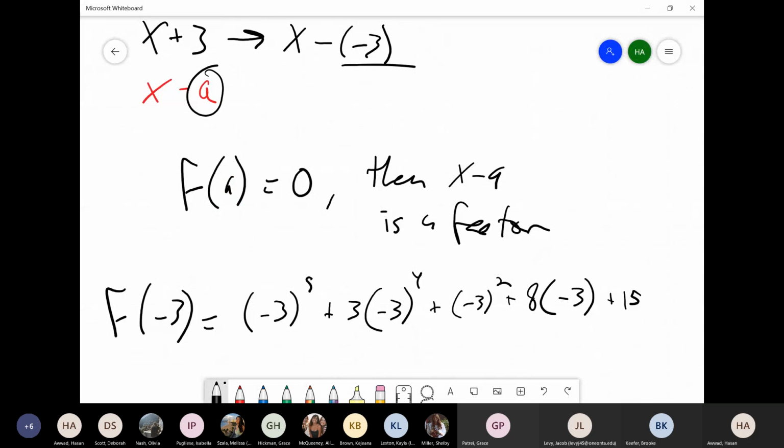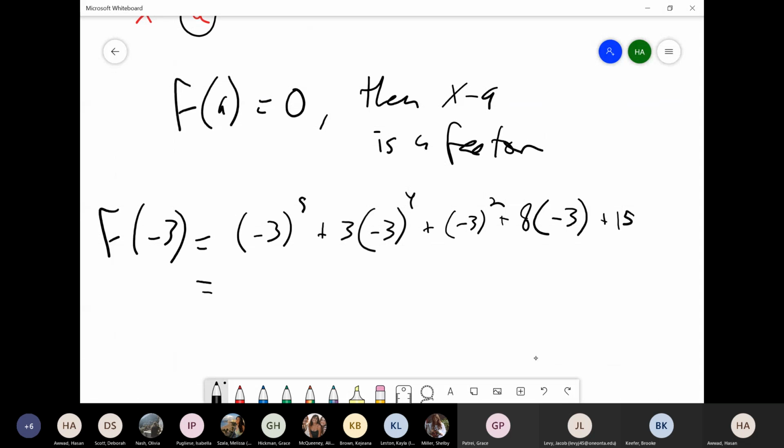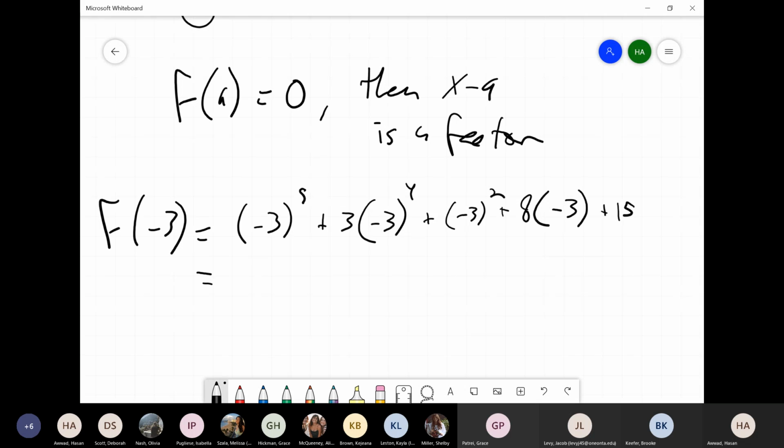Okay, if you got this far, that's fantastic. That means you're understanding at least the principle of the factor theorem. You're taking your x minus a, taking that a, whatever that number is, and plugging it into your giant polynomial. And that's great. If you didn't know how to simplify this and you didn't have a calculator available to you, let's think about a little bit of a trick here.